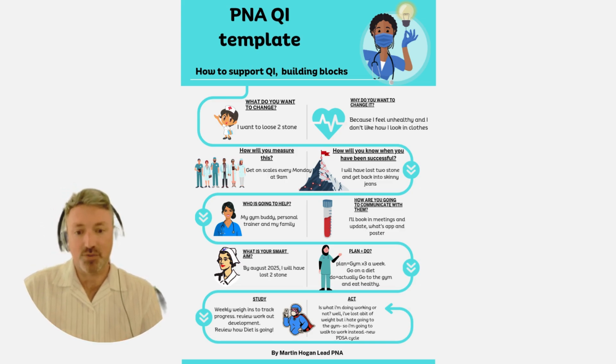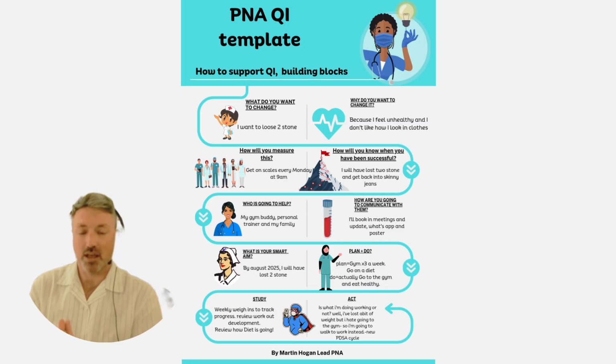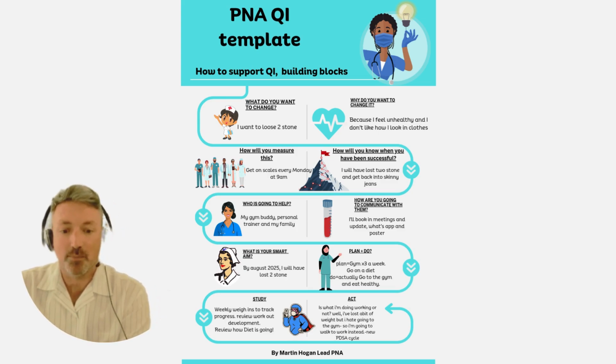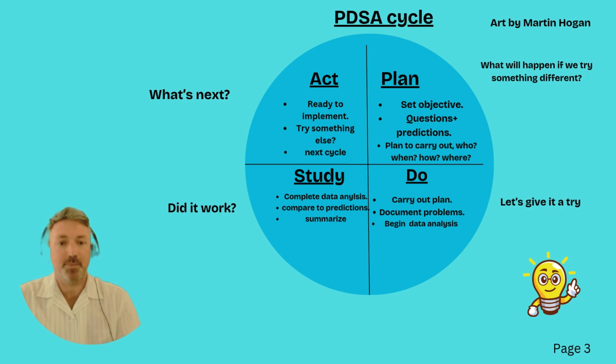Then I'm going to plan and do. Then I'm going to study and act. Easy. And then I'm going to review at various different milestones throughout this, so I know that I'm getting everything right. I'm testing all my changes, and I'm making sure that I'm on track for completion. So this is a PDSA cycle, as we've alluded to earlier, a plan, do, study, act. So I didn't invent it, it's QI methodology. So the plan section is the question there is what will happen if we try something different? So in the plan, what I'm doing is setting the objective, the questions, making my predictions, plan to carry out, who, what, when, where.